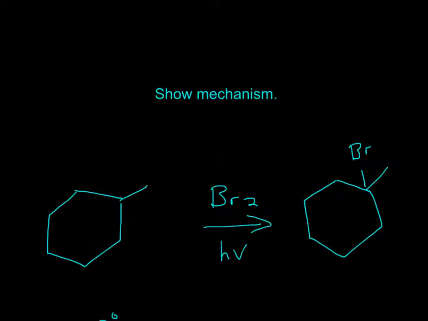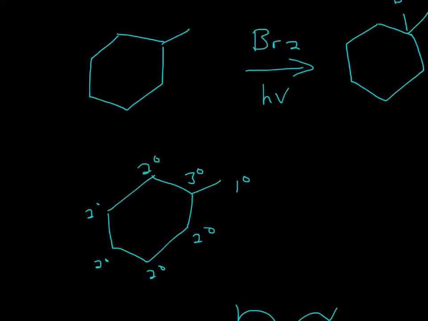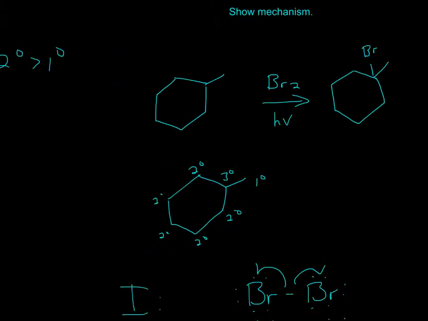So the first thing you want to try is label all of your different carbons to see where bromine could attack. So bromine could attack at any of these places, right? Because there's 1', 3', and 2' all around. However, it has a preference.